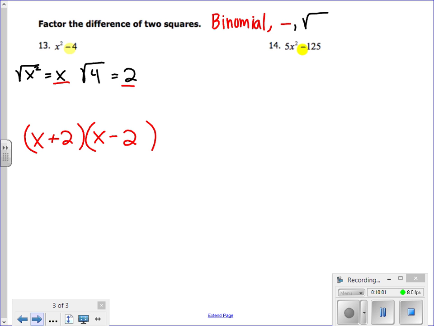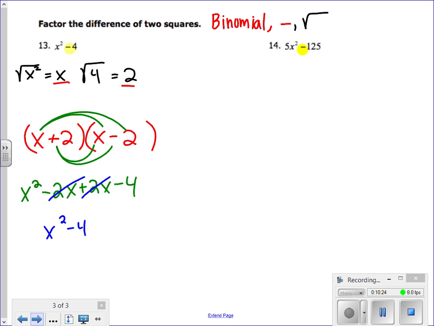All right, just like every other problem that we've done on this video, let's double check that this works by distributing. I'm going to take x times x, which is x squared, x times negative 2 is minus 2x, plus 2x minus 4. Notice here that the negative 2x and the positive 2x cancel off, and you're left with x squared minus 4. That's what I started with, so I know I factored correctly.